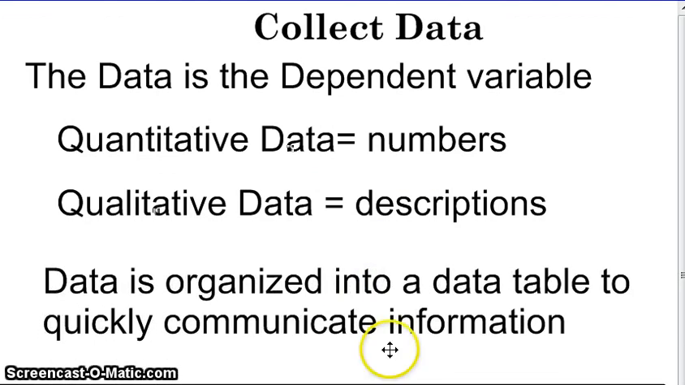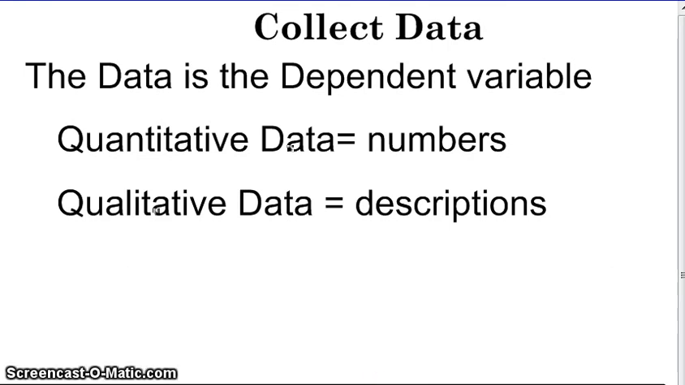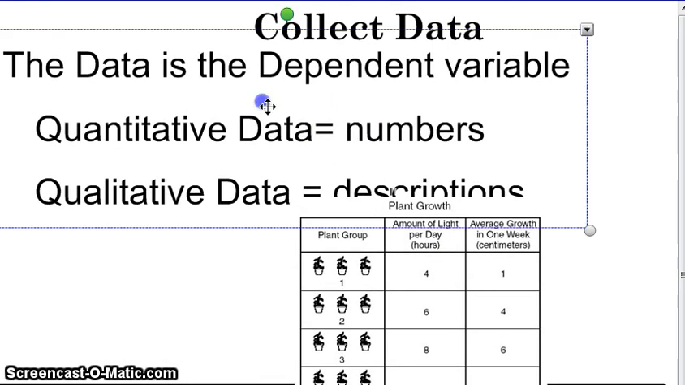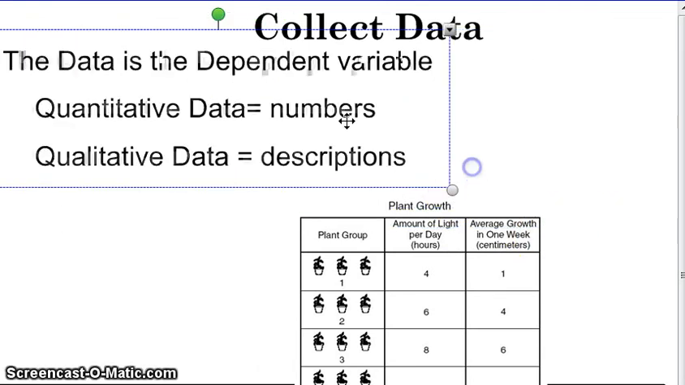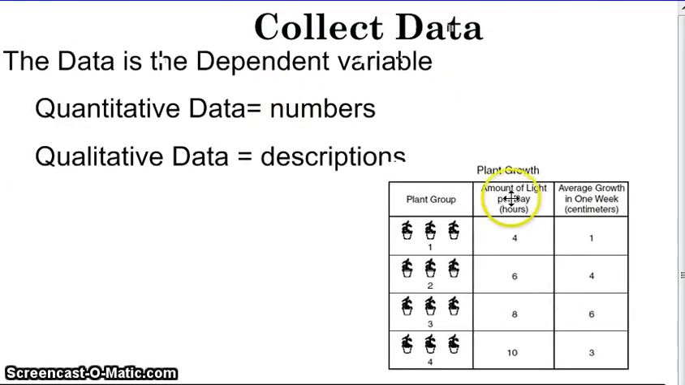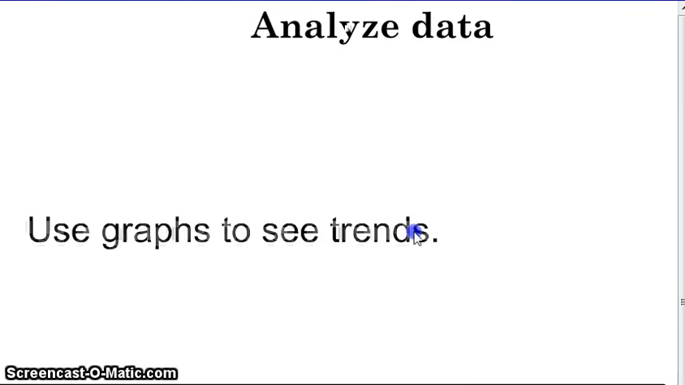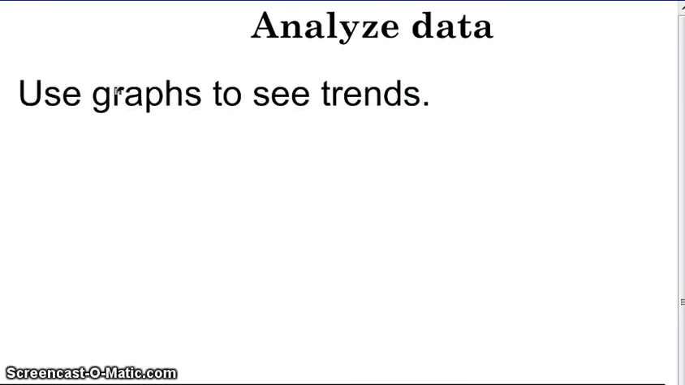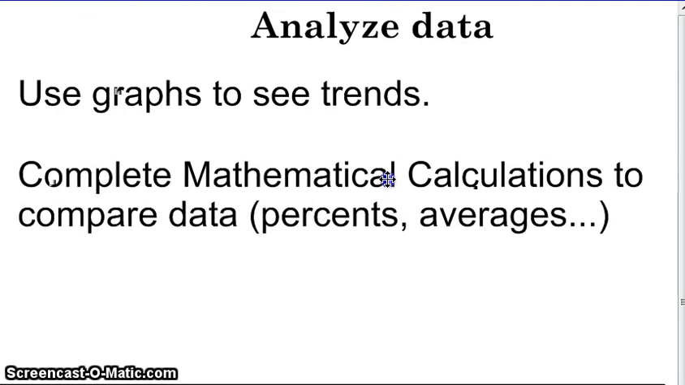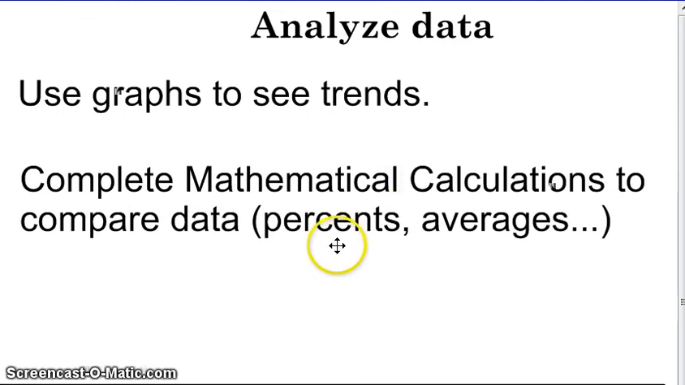The data is then organized into a data table that quickly communicates the information that you have collected. And here's a picture, an example of a data table that is not about grass growth, but you get the idea. You have the data organized in a nice, convenient way. Okay, so we've collected the data, then the data needs to be analyzed. It can be analyzed using graphs that show trends, or you may complete some kind of mathematical calculation to compare data. You get percents and averages.